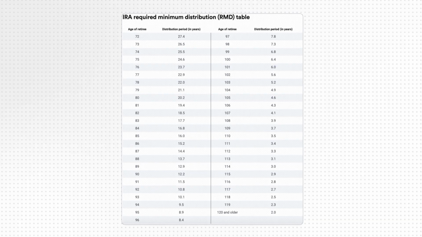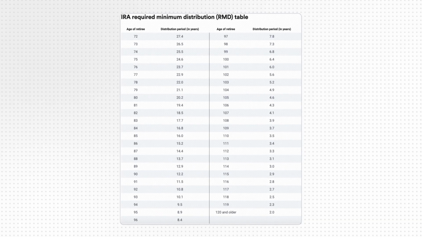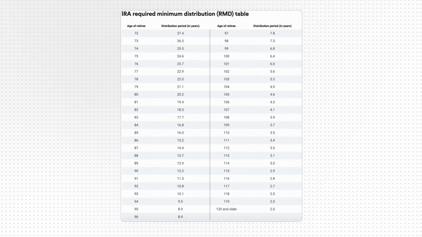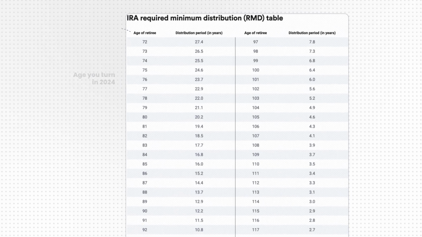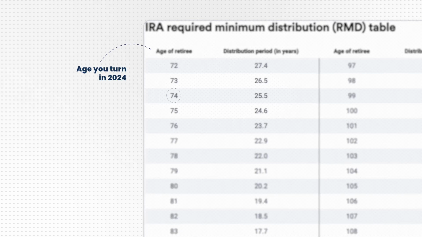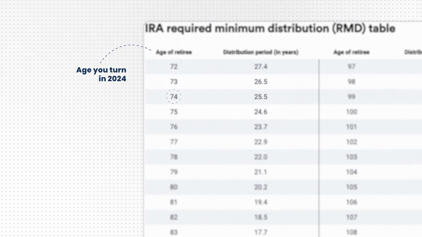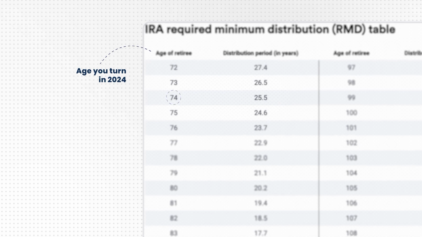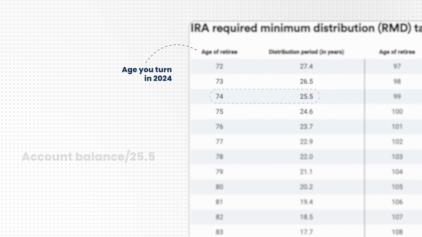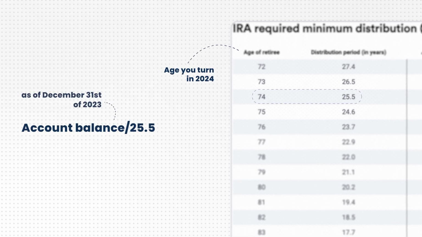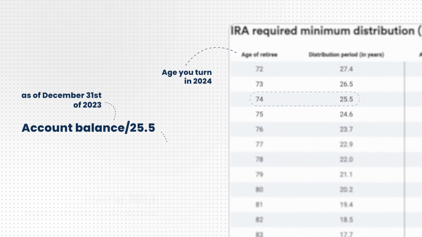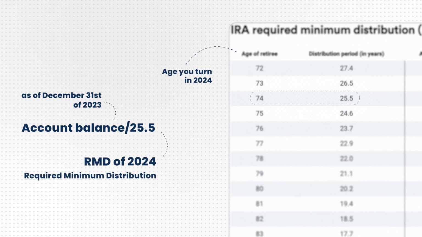First of all, let's take a glance at the required minimum distribution table as provided by the IRS. Simply as stated before, you find your age, being the age you turn this calendar year. So if you turn 74 this year, you would find the life expectancy factor that corresponds with the age of 74. In this case, that's 25.5, and you would take your account's balance as of December 31st of the previous year, divide by 25.5, and that would give you your required minimum distribution for the year.